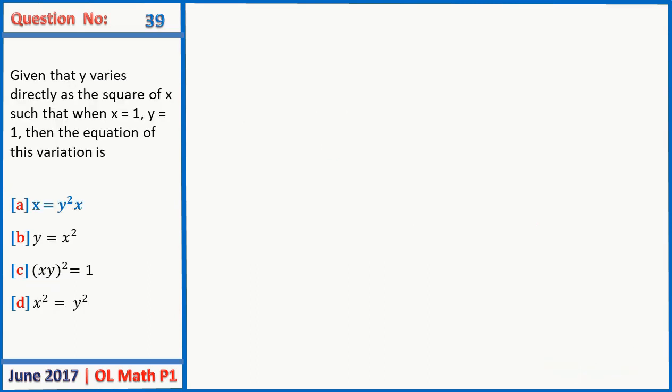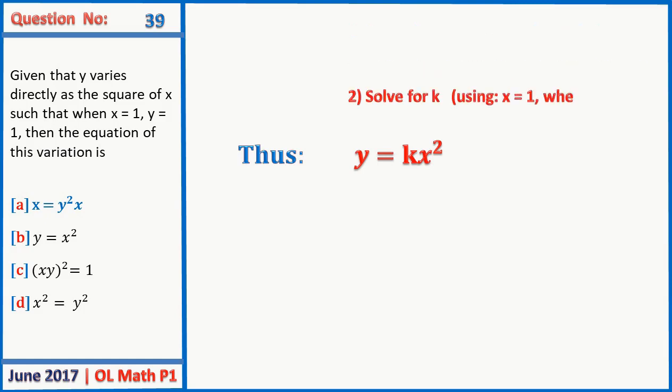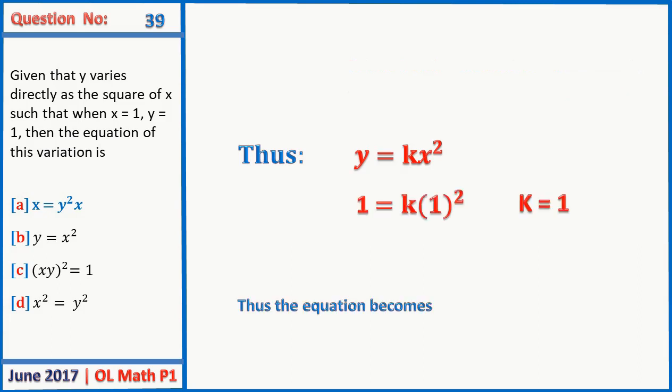Question number 39. Given that y varies directly as the square of x, such that x equals 1 and y equals 1, the equation becomes. With this variation equation, we first of all have to write the equation of the variation. Y varies directly as the square of x, so y is equal to kx squared. And you now look for the constant of proportionality. When x is 1, y is 1. So substitute the values to have k equal to 1. So the equation now becomes y equals x squared. We have replaced x by its value of 1. So the key is B.